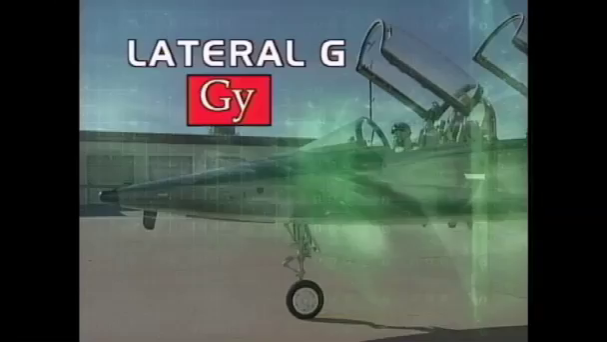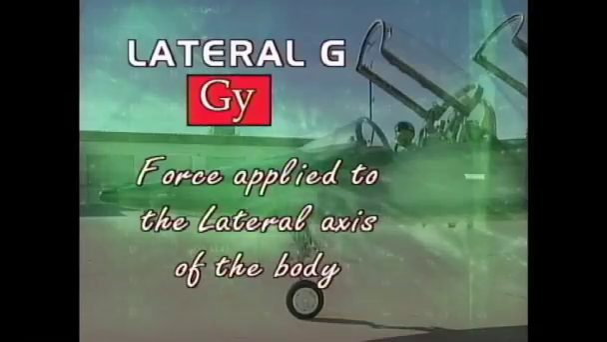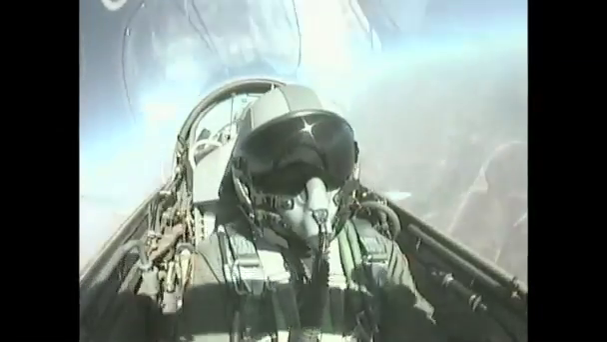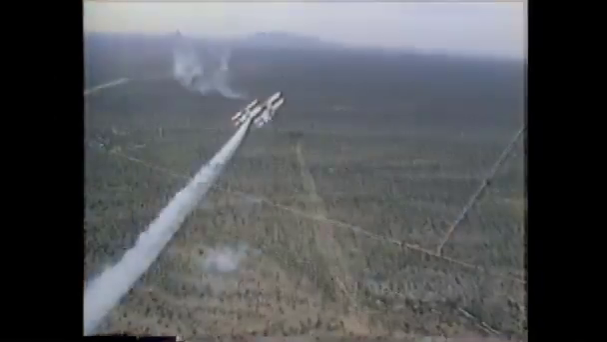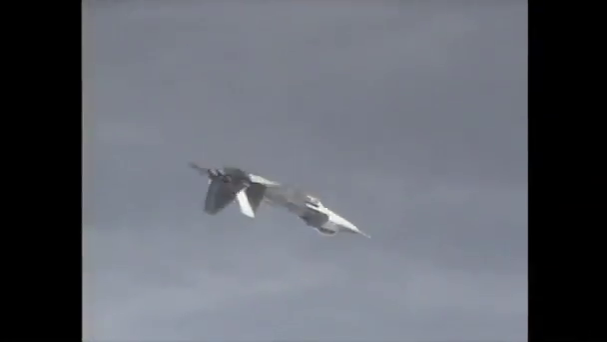A second type of G-force is lateral or GY. This is where the force is applied to the lateral axis of the body. Lateral Gs occur when a pilot is exposed to acceleration from side to side. Lateral Gs occur during a vertical roll, a rudder roll, an aileron roll, or an uncontrolled flat spin.